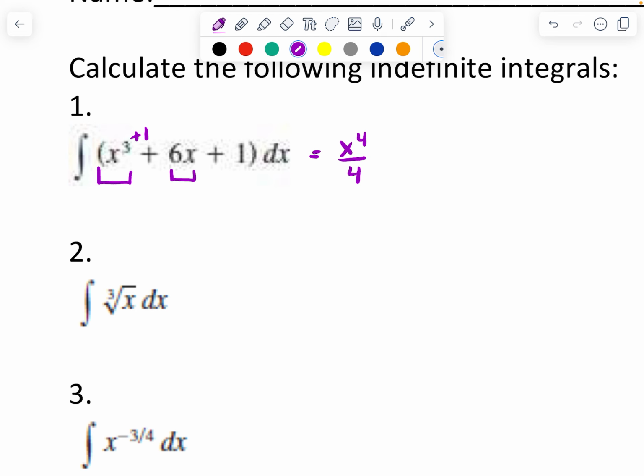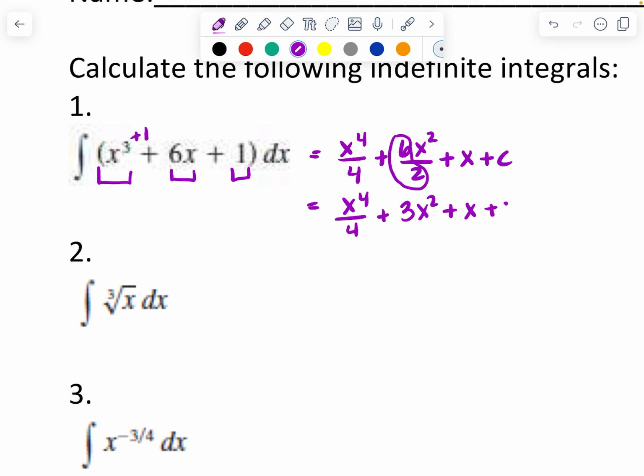Then the integral of 6x is going to be 6x squared over 2. And then the integral of 1 is just going to be 1x or x. Don't forget your plus c. And then because it's multiple choice, we're going to have to clean this up a little bit. So this is going to be x to the 4 over 4 plus 6 divided by 2, which is 3x squared, and then plus x plus c. Okay, so there's one question on there that's as easy as that. Please don't miss it.